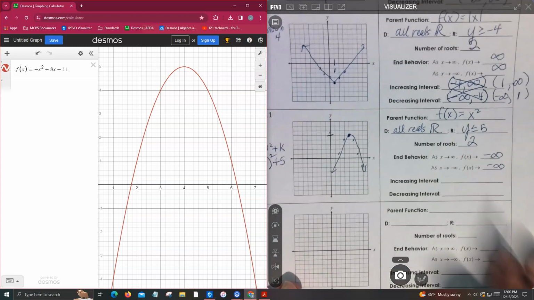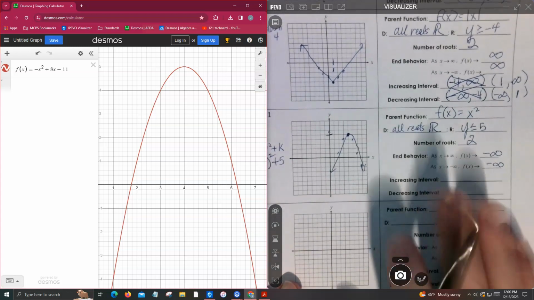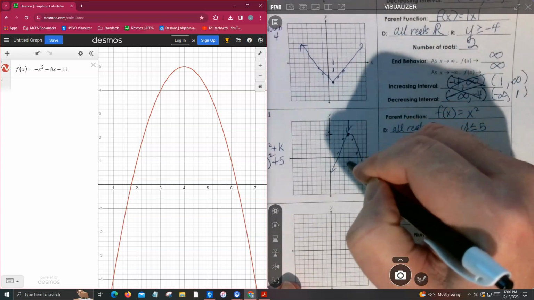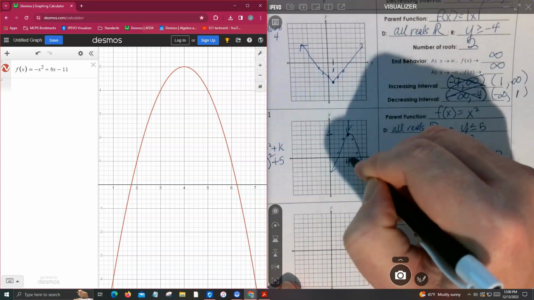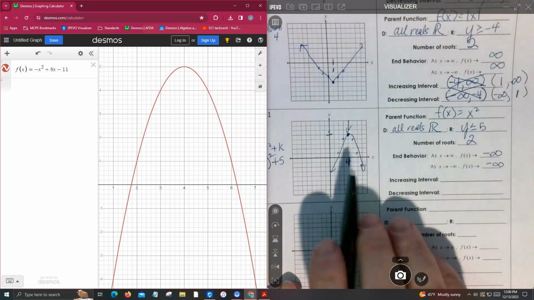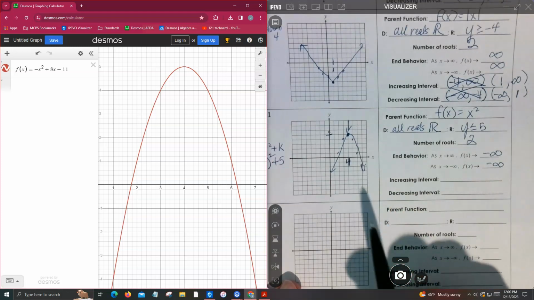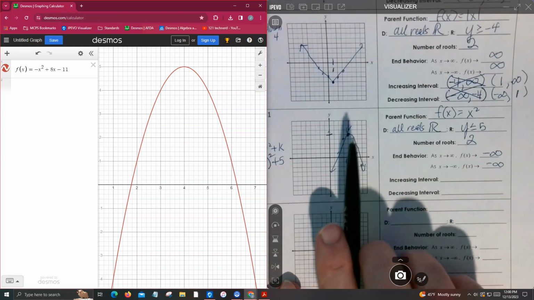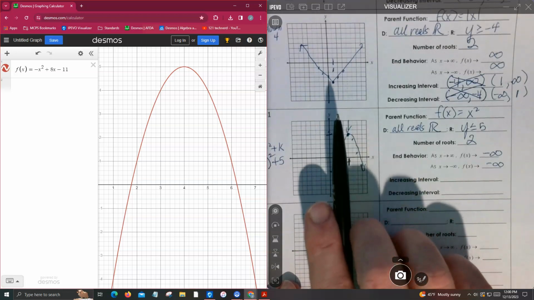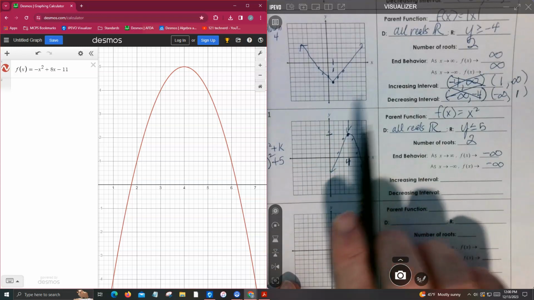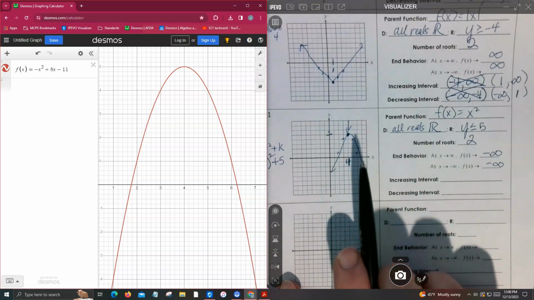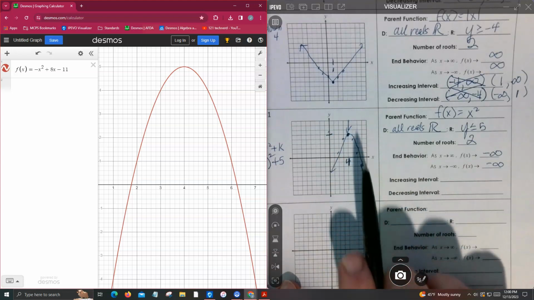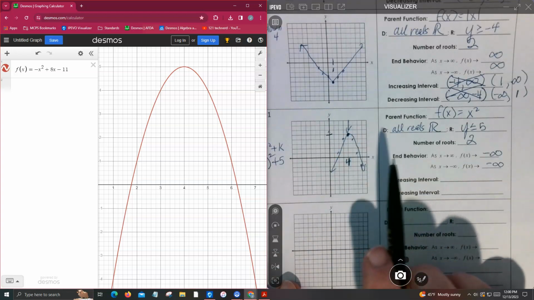Now when we talk about increasing and decreasing, it's what x is doing. So I'm paying attention to this x, which is 4. What I want to know is what's going on from 4 going bigger and 4 going smaller. When it's decreasing, the graph is starting high and going low, like you're going downhill. So from 4 to larger, going downhill here.